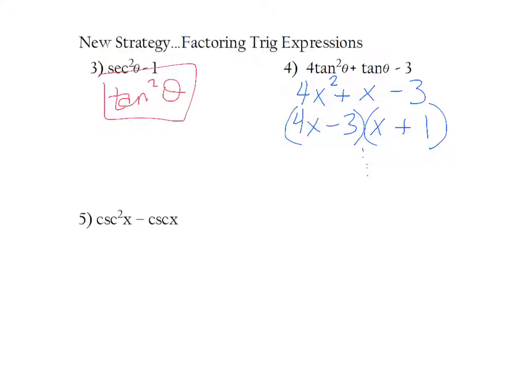All right, that's what we're going to do right there. We're going to do some factoring. So ignoring the x's, and let's go back to the tangents, instead of it being a 4x in my parentheses, it's going to be a 4 tangent theta. It's still going to be a minus 3. And then over here, I'm just going to have a 1 tangent theta plus 1.